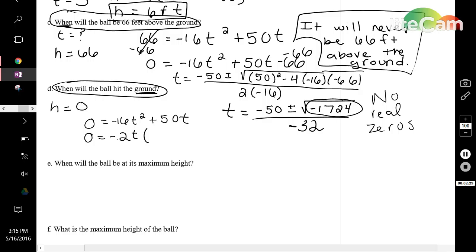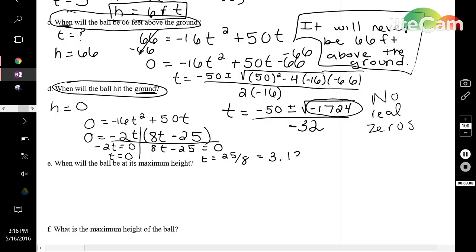So now what's left over, negative 2 times 8t will give me negative 16t, and t times t is t squared. And negative 2 times negative 25 will give me positive 50t. So now you set each part equal to 0. Negative 2t equals 0, so t is going to be 0 on that side. And here, if I solve, after setting it equal to 0, I'd get 25 over 8, which as a decimal is about 3.13, if you round it to the nearest hundredth.